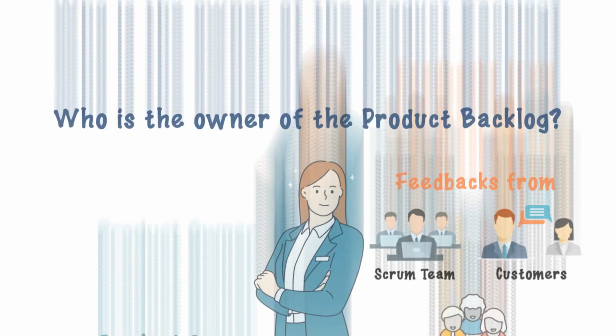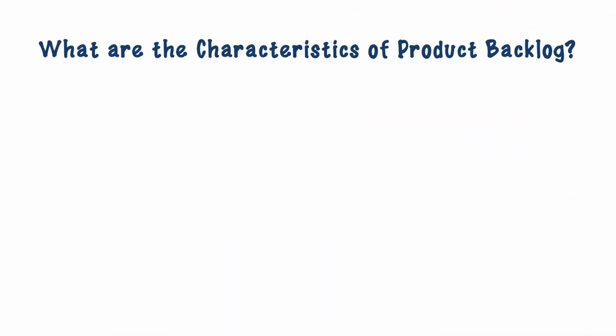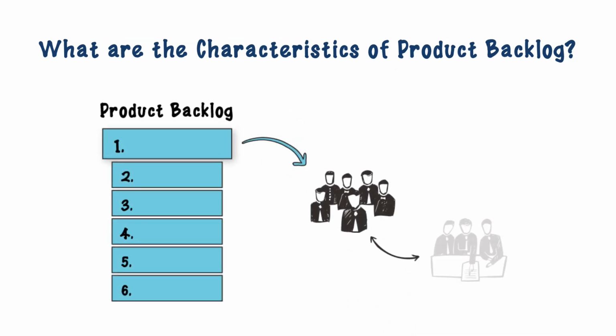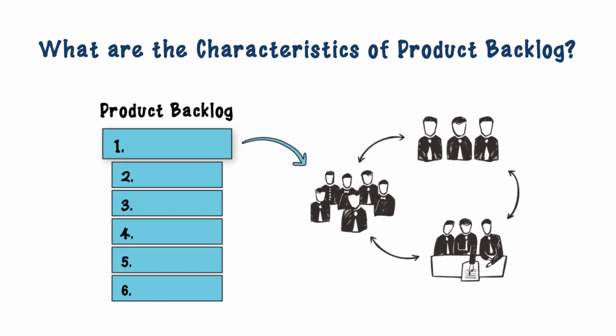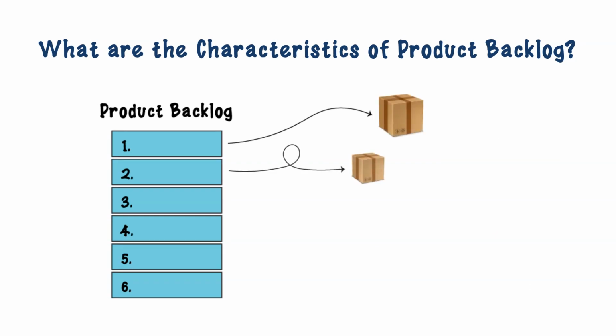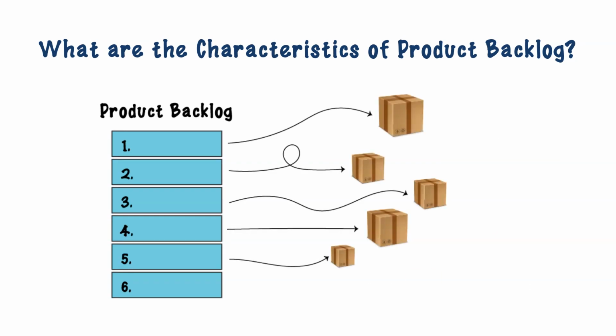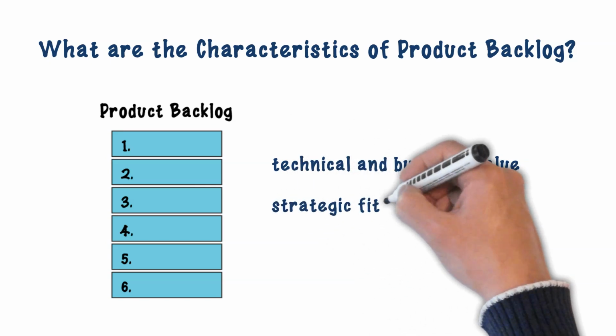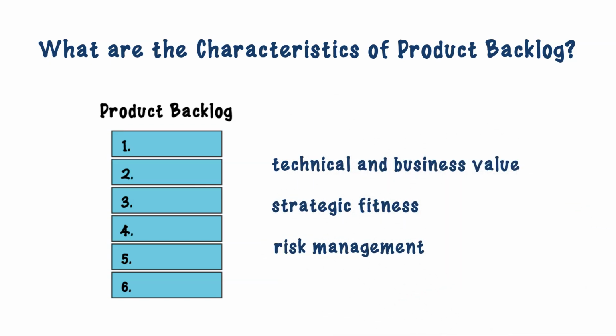What are the characteristics of product backlog? On a single product backlog, multiple teams can work together. Every product should have one product backlog. A product backlog can have a set of large to very large features. You can order the features based on technical and business value, strategic fitness, or risk management.